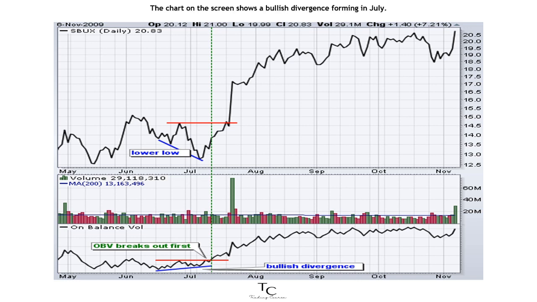The chart on the screen shows a bullish divergence forming in July. On the price chart, the stock moved below its June low with a lower low in early July. OBV, on the other hand, held above its June low to form a bullish divergence.